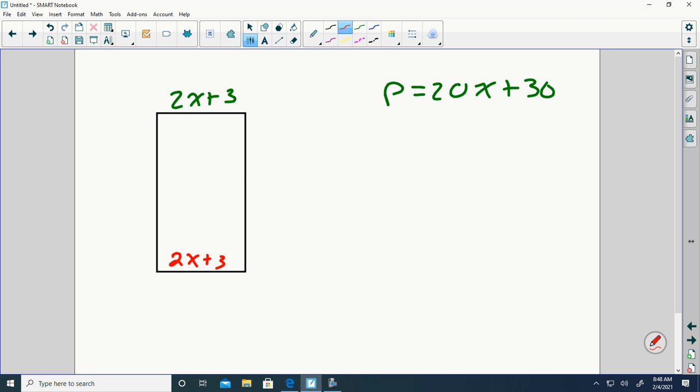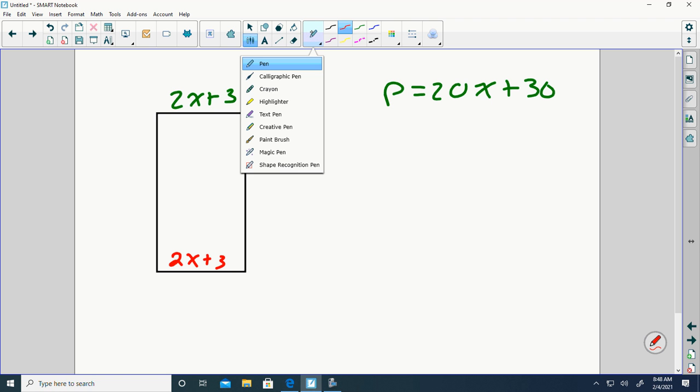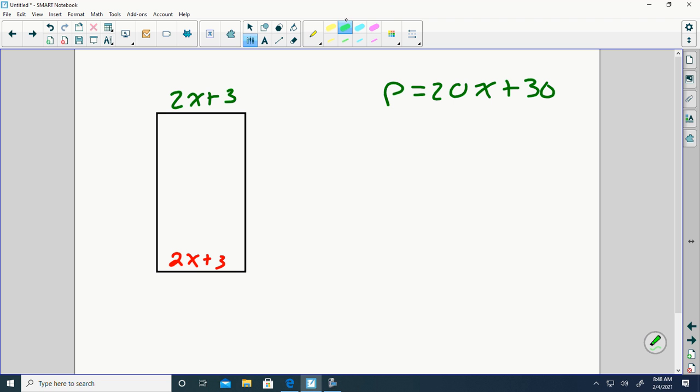But I know if I were to add this and this and this and this together, if I add those four colors together, I would get 20x plus 30. Maddox, what do you think? I know you're chomping at the bit on this one. You're seeing it.